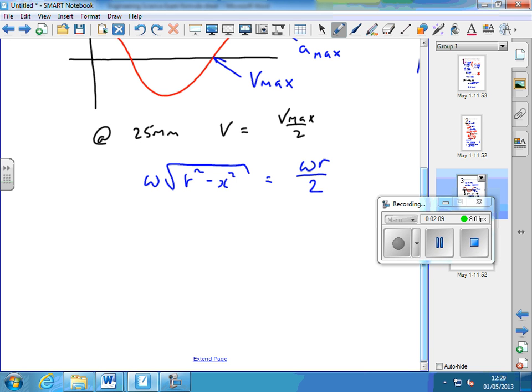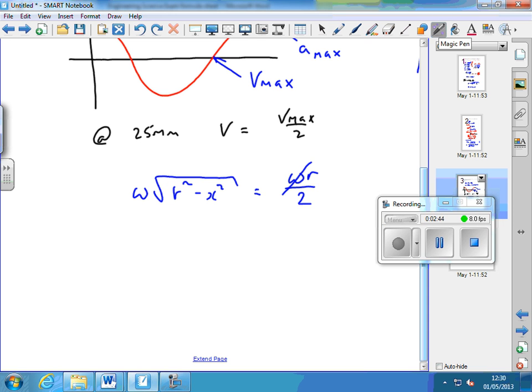So we've now got a formula where we know x, we know omega, or we can find omega, because it's 2 pi times the frequency, and we know the frequency, and therefore we can find r, which is the amplitude, by rearranging this formula. So see if you can go through the algebraic steps and then get r on its own. First thing I would do would be to cancel out omega from both sides. It actually turns out that we don't need omega, because omega cancels. So we've got the square root of r squared minus x squared equals r over 2.